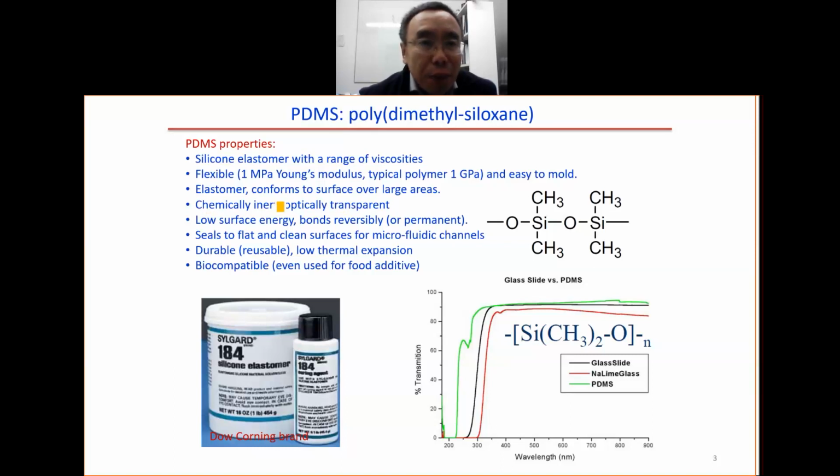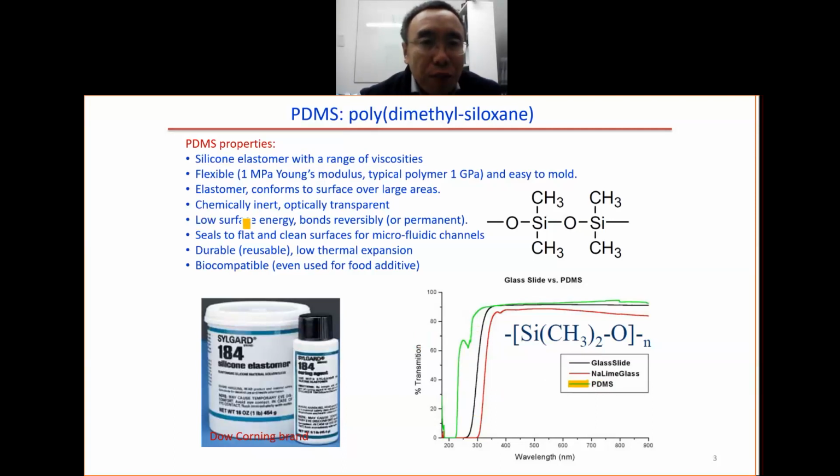It is inert because it is cross-linked. It's transparent, as you can see in this green color here. This one is the PDMS. It's even more transparent than soda lime glass and lead glass, because those glasses have metal dopants. This one has sodium, this one also has some alkaline metals, but PDMS has no metal, so it's more transparent.